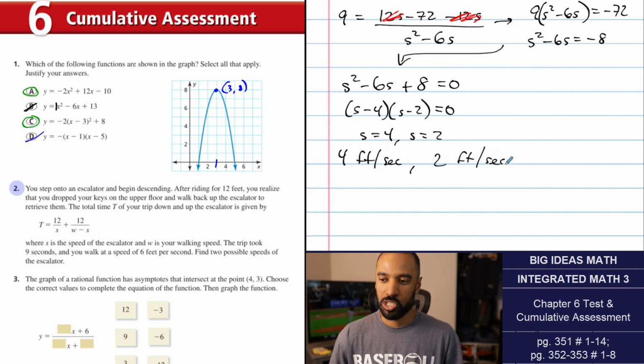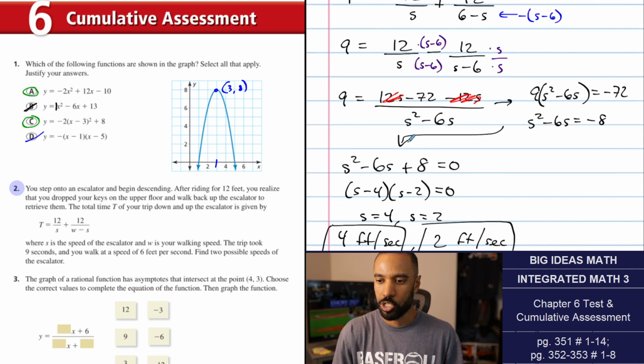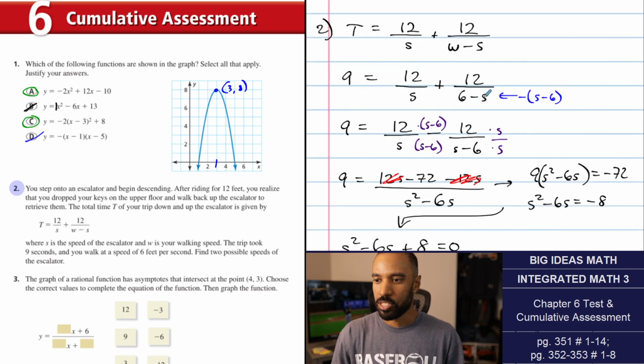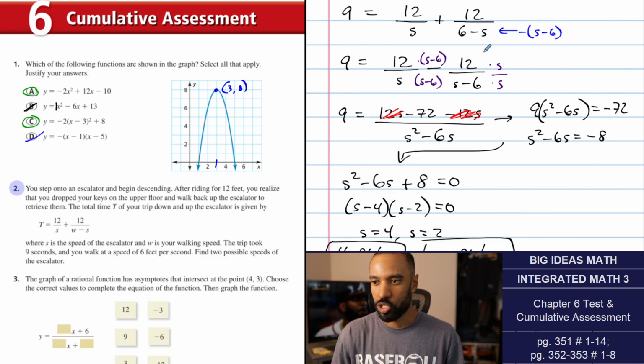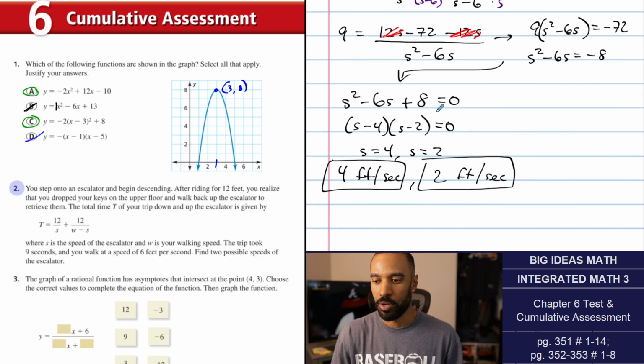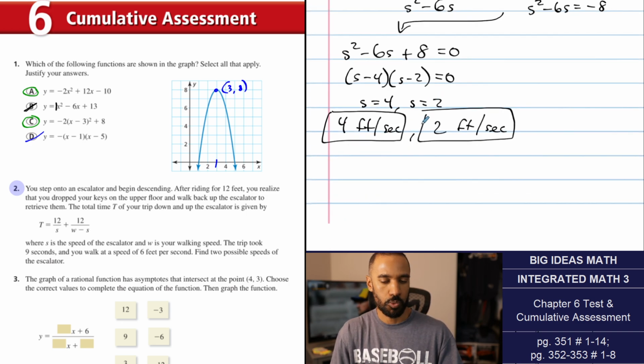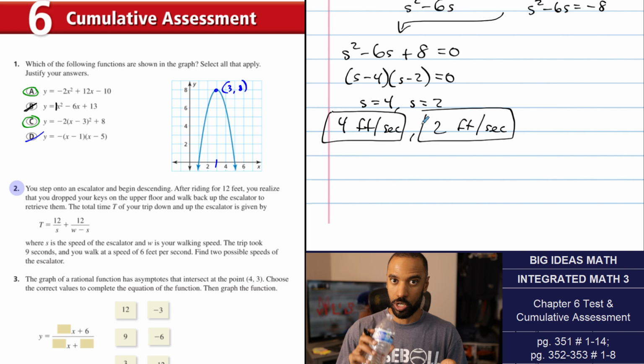Now, let's talk about whether there are extraneous solutions. This had a 6 minus S, and 6 minus 4 and 6 minus 2 are not 0, and 4 and 2 are not 0. So neither of these are extraneous, both of these work. Let's talk about why these should work.